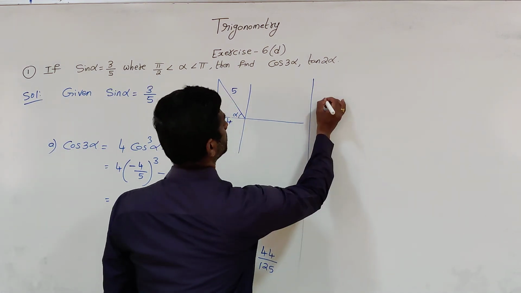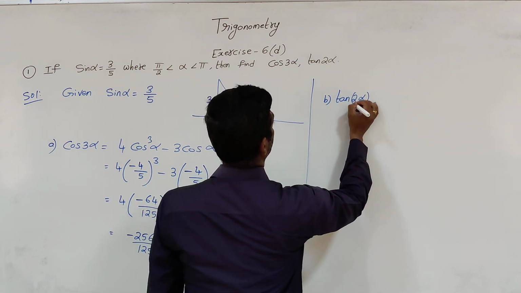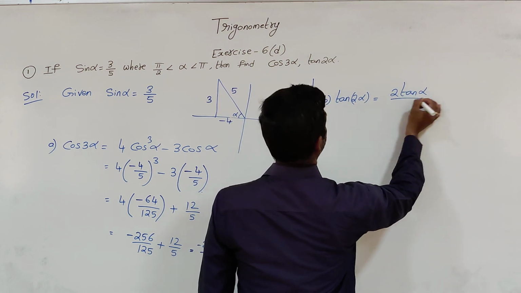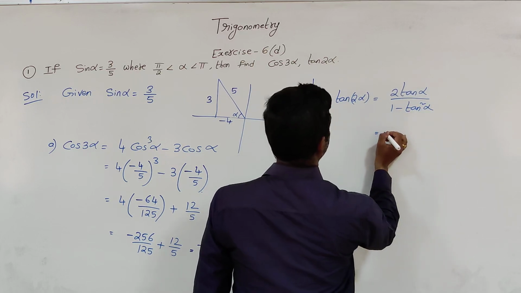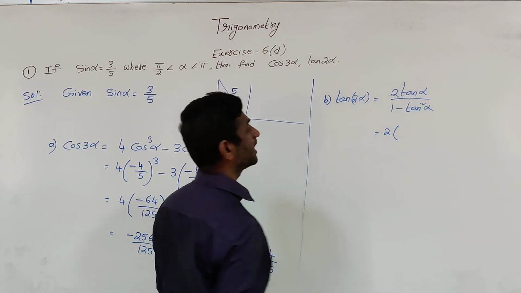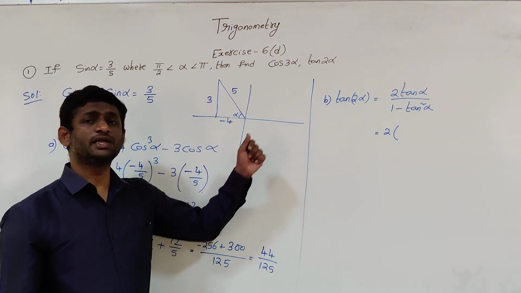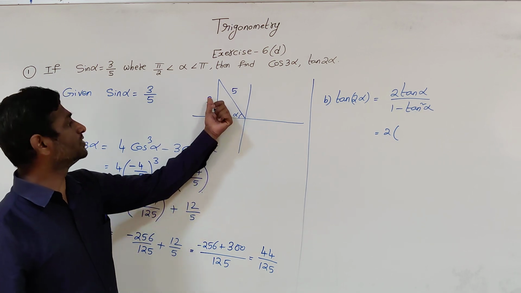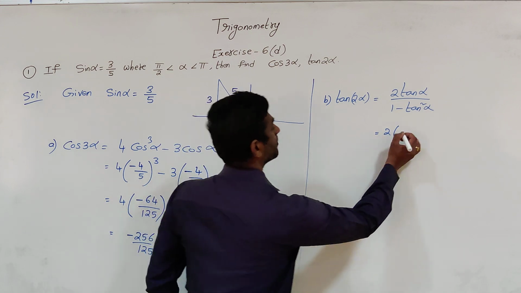Similarly, B, tan 2 alpha. What is tan 2 alpha? 2 tan alpha by 1 minus tan square alpha. So 2 times, substitute the value of tan alpha. As alpha lies in the second quadrant, tan alpha will be negative. How it is negative means opposite side by adjacent, that will be 3 by minus 4. So it will be minus 3 by 4.